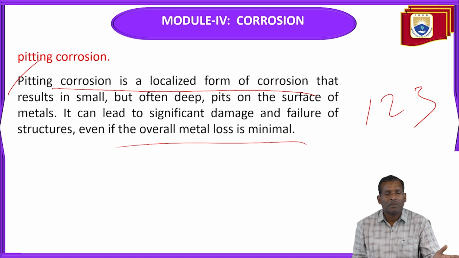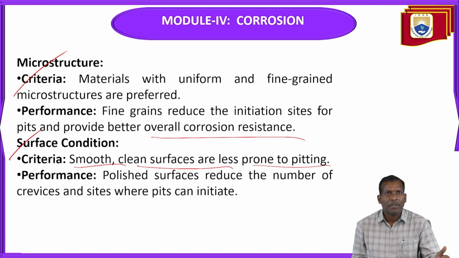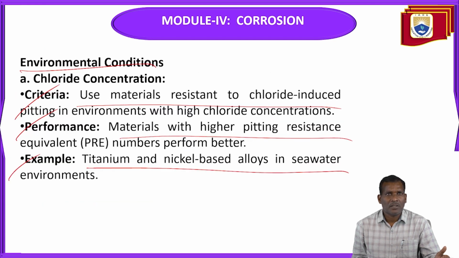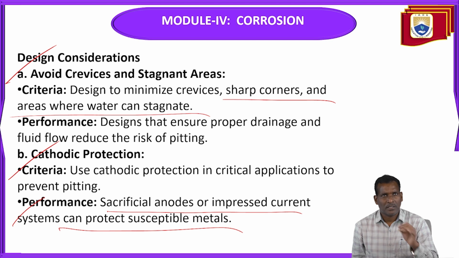So what is pitting corrosion, and then how to select material to avoid this pitting corrosion. And examples also we have studied. And microstructure, surface condition and environmental conditions. What are the conditions that influence the corrosion? pH levels, temperature. So all these things we have discussed.